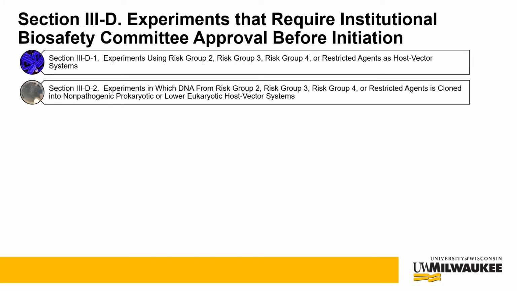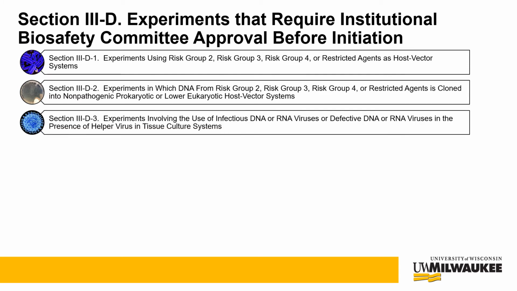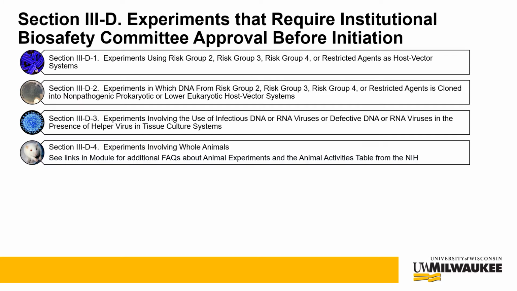Section 3D2 are experiments in which DNA from Risk Group 2, Risk Group 3, Risk Group 4, or restricted agents are cloned into non-pathogenic prokaryotic or lower eukaryotic host vector systems. Section 3D3 are experiments involving the use of infectious DNA or RNA viruses or defective DNA or RNA viruses in the presence of a helper virus in tissue culture systems.